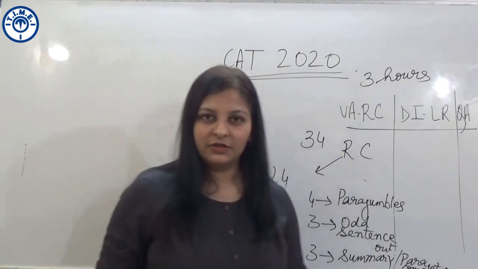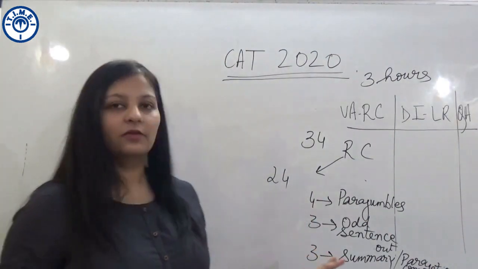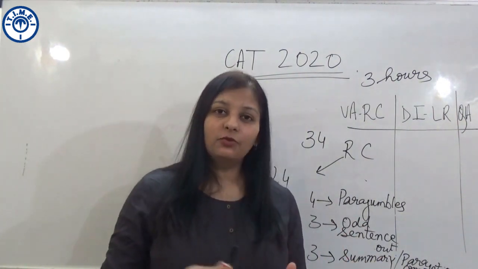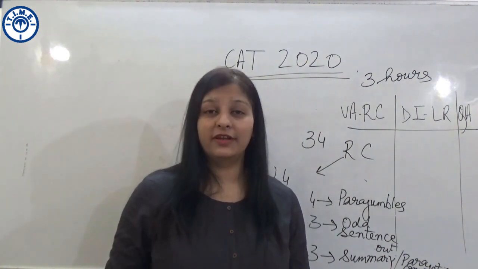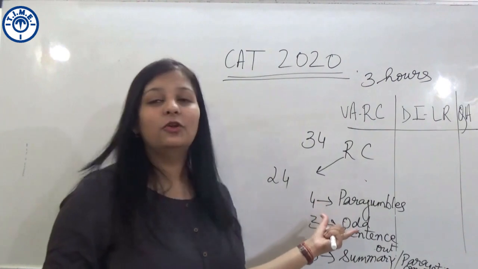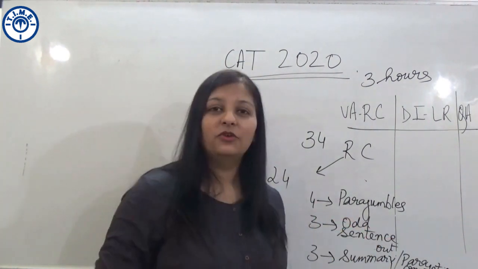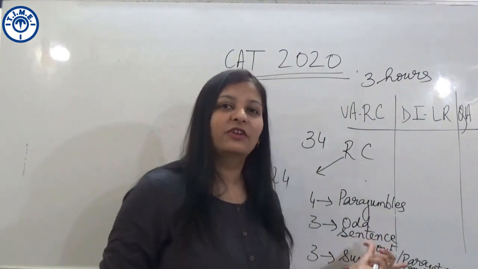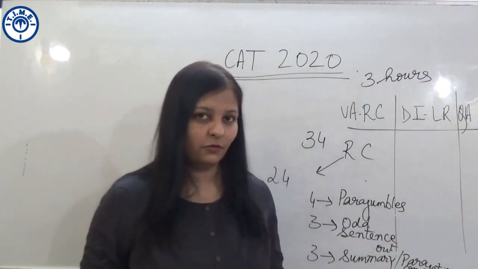Let's start with parajumbles. In parajumbles, you are given 4 statements which are arranged in a haphazard manner. You have to rearrange them and form a coherently logical paragraph. That is what a parajumble is. One more thing, you're not given options here, so you have to key in your response. That takes a bit more time than when you get questions with options. But in parajumbles, you do not have options.